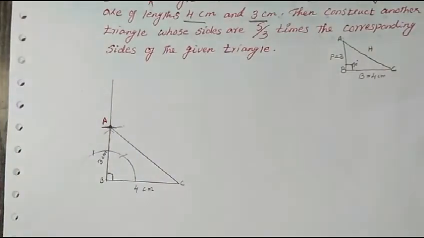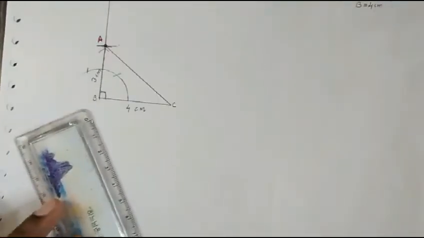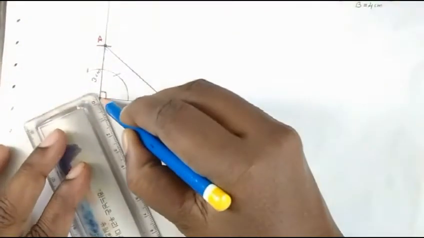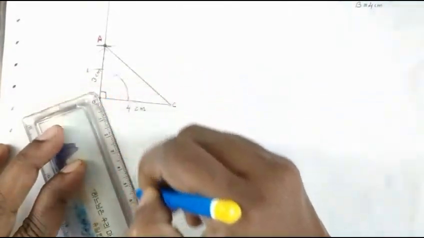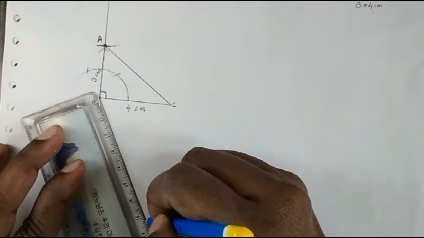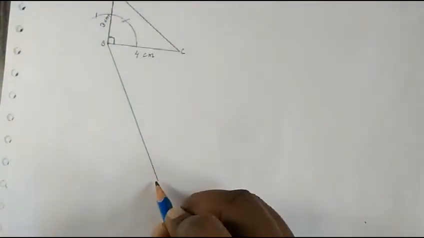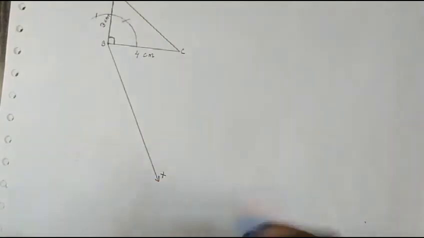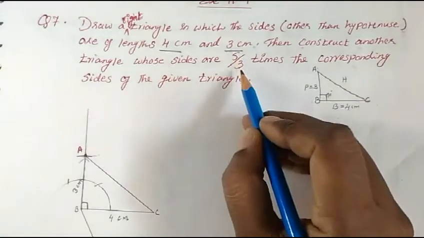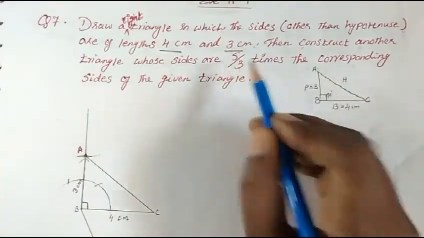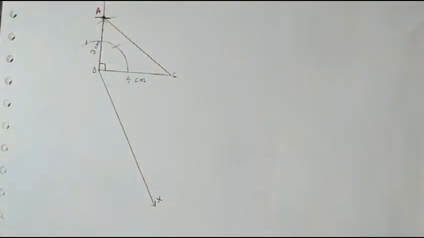So first what we have to do is draw an acute angle from here. Less than 90 degree we call an acute angle. We name it as X. So now look at the fraction, 5 upon 3. Which is the biggest number? 5. So let's divide this line equally into 5 parts.